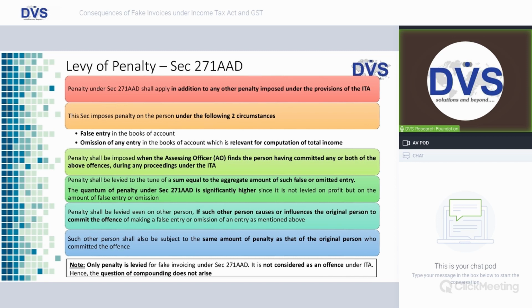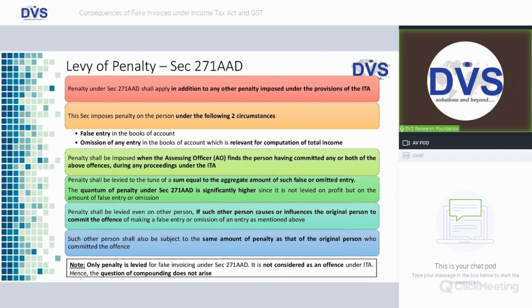Penalties shall be levied even on another person if such other person causes or influences the original person to commit the offense. So here, friends, even the abatement of offense is also an offense for levying penalty under section 271 AAD. Such other person shall also be subject to the same amount of penalty as the original person.